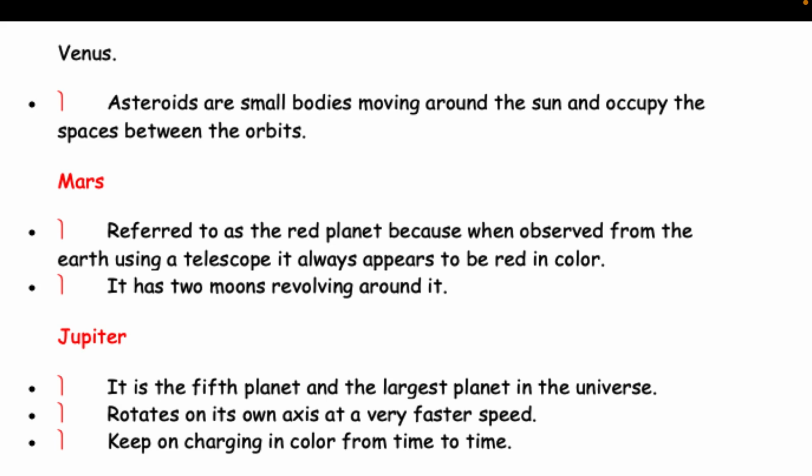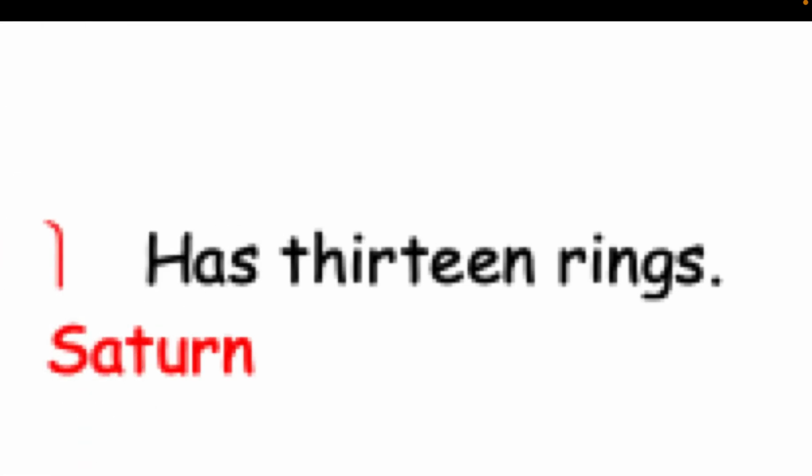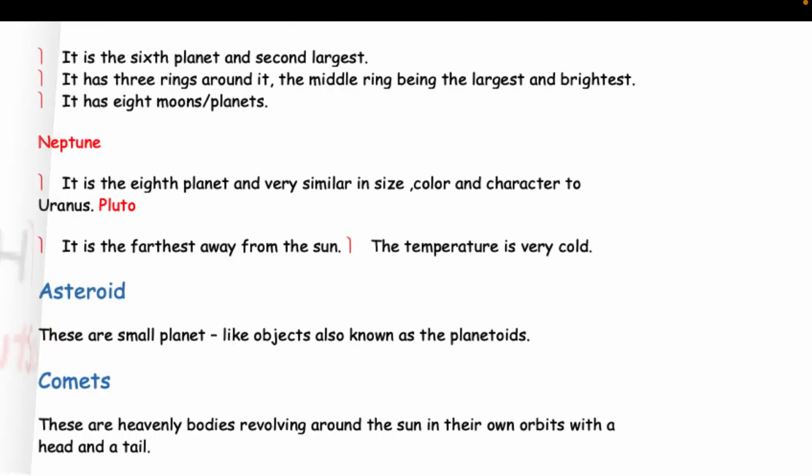Jupiter. It is the 5th planet and the largest planet in the universe. It rotates on its own axis at a very fast speed. It keeps on changing in color from time to time. It has 13 rings. Saturn. It is the 6th planet and 2nd largest. It has 3 rings around it, the middle ring being the largest and brightest. It has 8 moons.